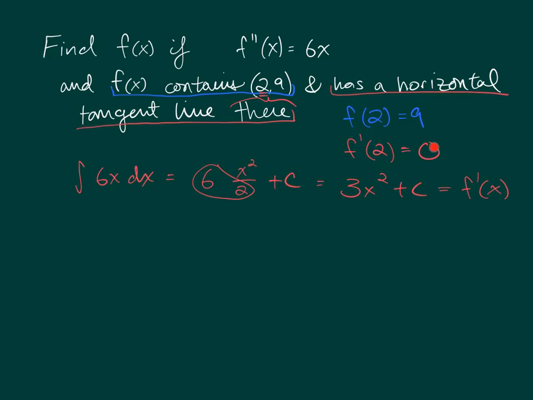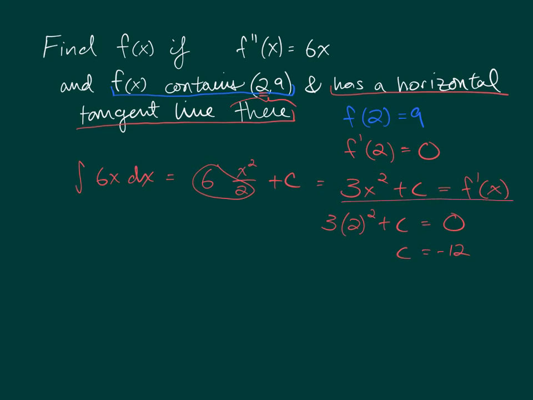And we can use this information here. If we substitute 2 in for x, that whole expression should equal 0. So this should look something like this. If we substitute 2 in for x plus c, we should have this expression equal 0, which allows us to solve for c. And if you solve for c very quickly, you get that c equals negative 12.